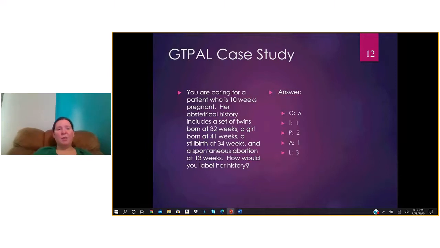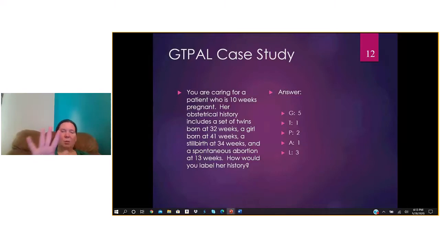So you have a patient, so we'll do the G. She's currently 10 weeks pregnant. That is 1. Her obstetrical history includes 1 set of twins born at 32 weeks. That's 2. A girl was born at 41 weeks. That's 3. A stillbirth at 34 weeks. That's 4. And then a spontaneous abortion at 13 weeks. That's 5. So all 5 pregnancies had different outcomes and ended at different times, but they're all still a pregnancy, including the one right now because she is pregnant.